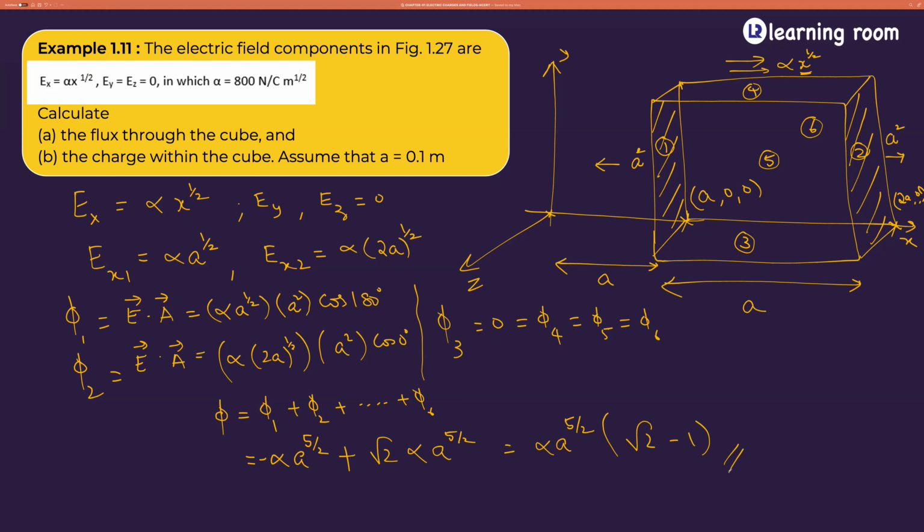Only thing is you need to substitute the value of alpha here and the value of A here. I think A is 0.1. Yeah, A is 0.1 meter, substitute it there and then calculate it. Okay. That is one way. That is the way you solve the first one.